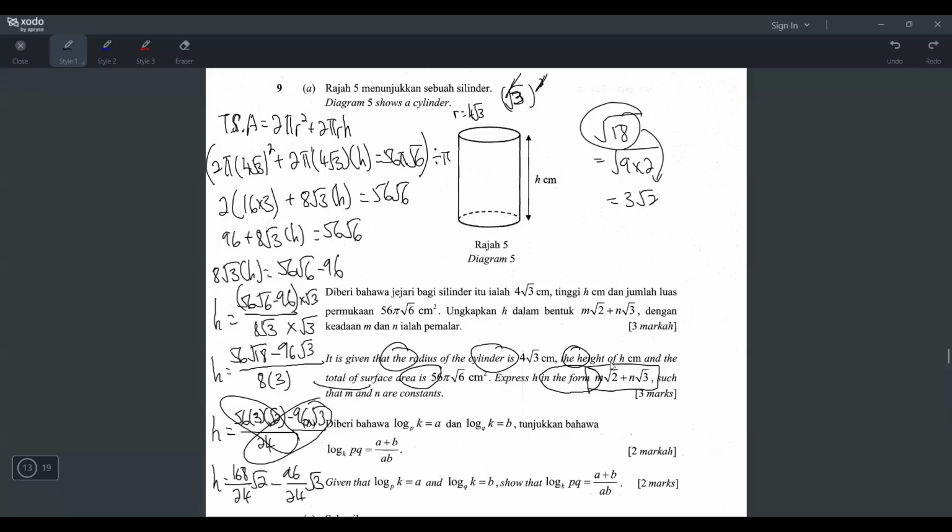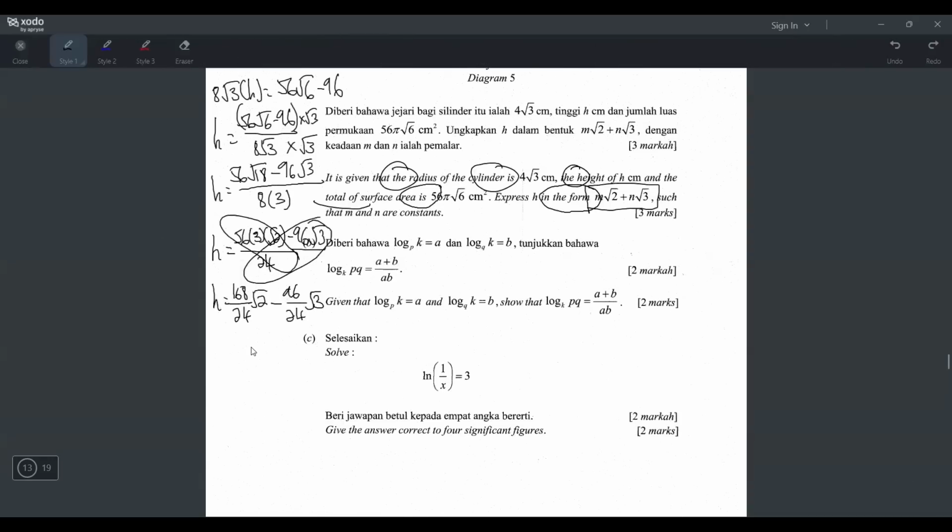But you have to continue because 168 can divide 24. So you have to press this. And when you press, what you get? Let me press. Okay, I got 7. So it'll be 7 square root 2 minus. Okay, what's 96 divided 24? Okay, my calculator give me 4. Okay, so this one is 4 square root 3.